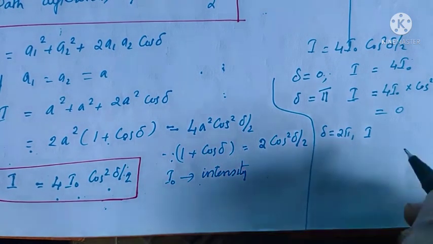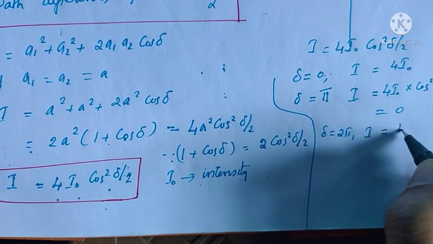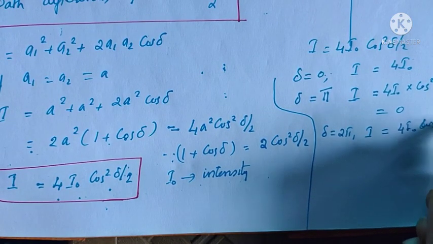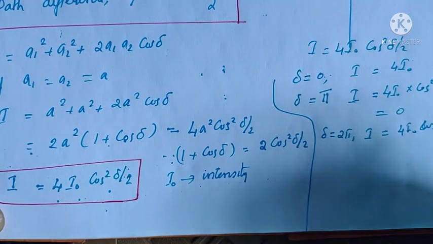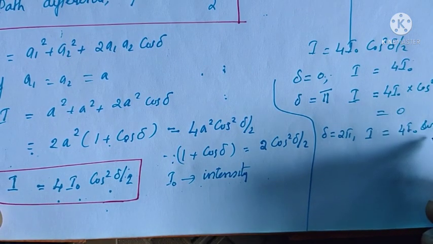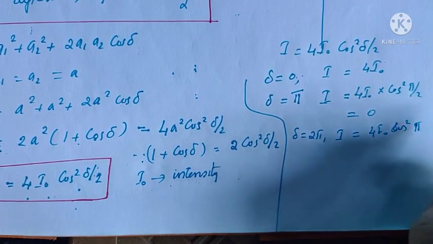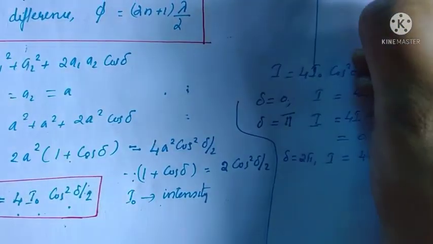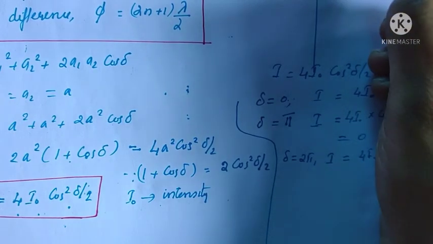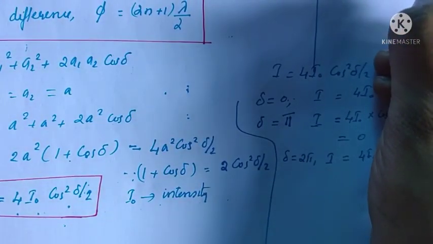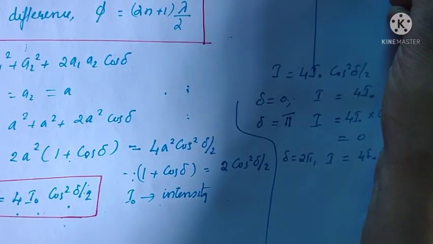Similarly, for delta equal to 2 pi, I is equal to 4I0 cos square pi. Cos pi is minus 1, so cos square pi is 1, which gives 4I0 again. So at pi the intensity is 0, and for 2 pi it is the maximum value. Again for 3 pi it is 0, and for 4 pi we get the maximum value.